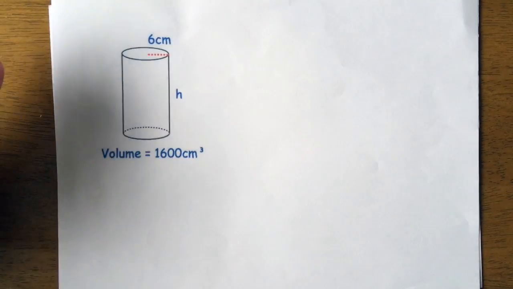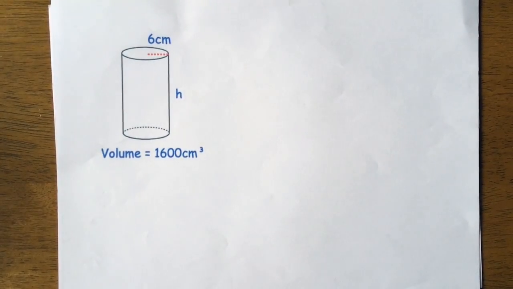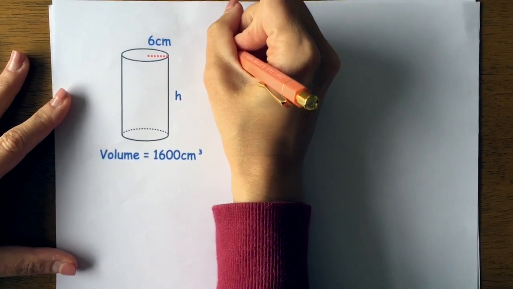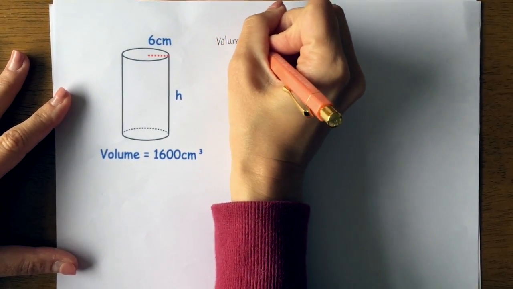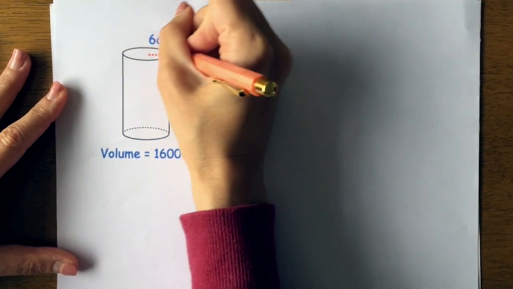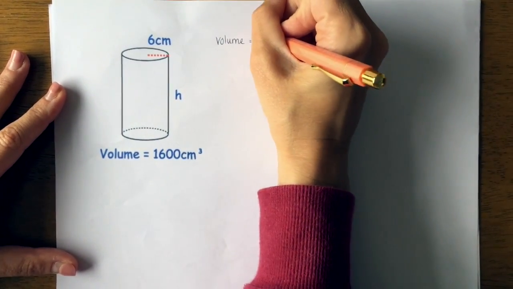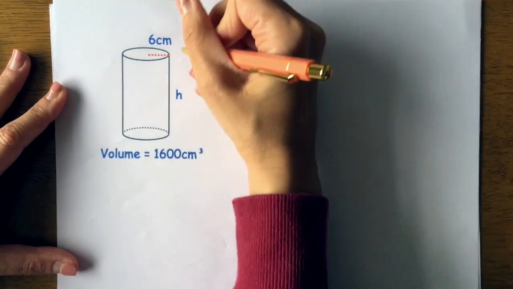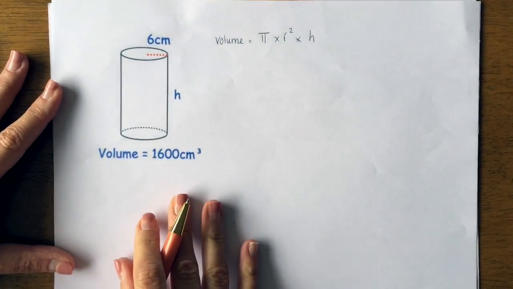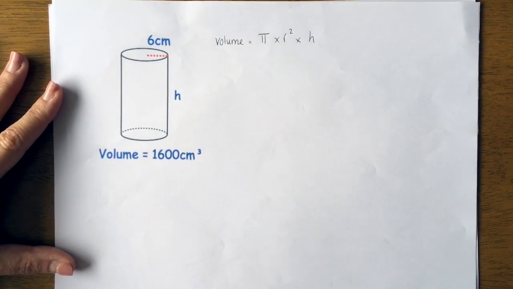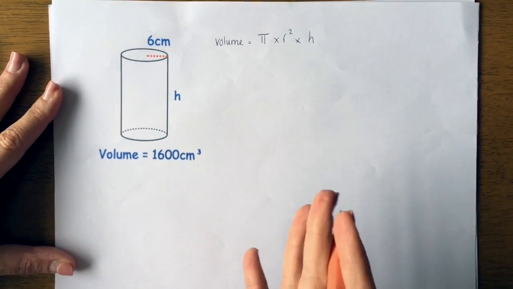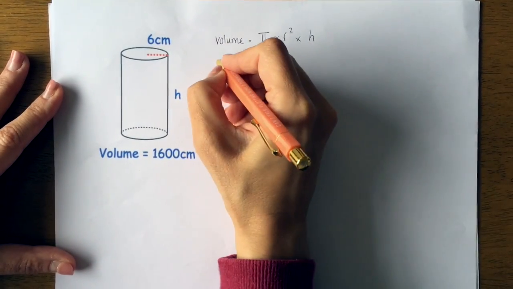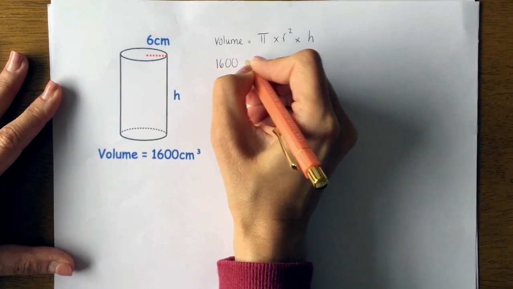The first thing that I would be writing down is the formula for working out the volume of the cylinder. So the volume, as I said in my last video, is equal to the area of the circle, which is pi times r squared, times the height of the cylinder. The next step is just to fill in the information that you know. We actually know the volume, so I'm going to put that in. So I know that the volume is 1,600.